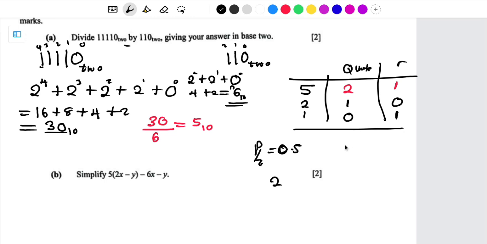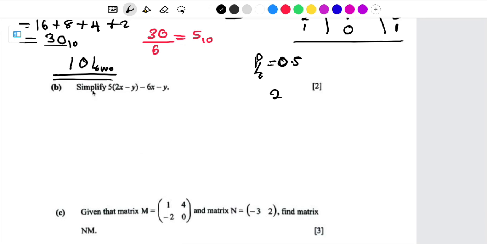So in terms of the final answer, we write the remainders. So the final answer is just going to be, you start with this one here, then 0, and then 1. 1, 0, 1, then base 2. So this is how you're supposed to answer that.